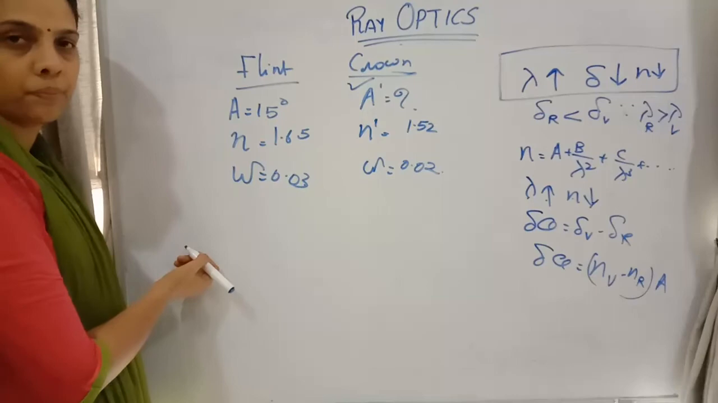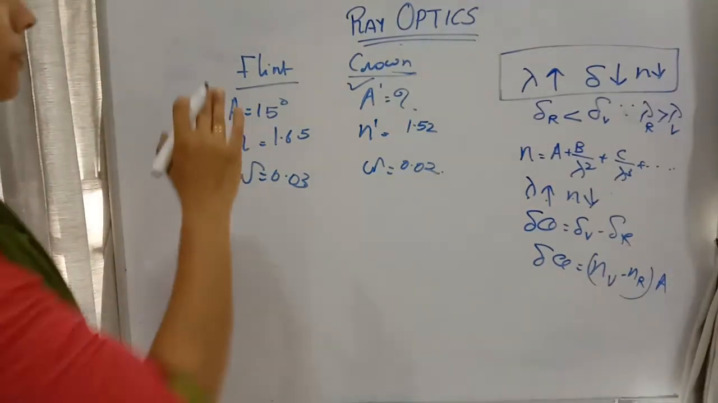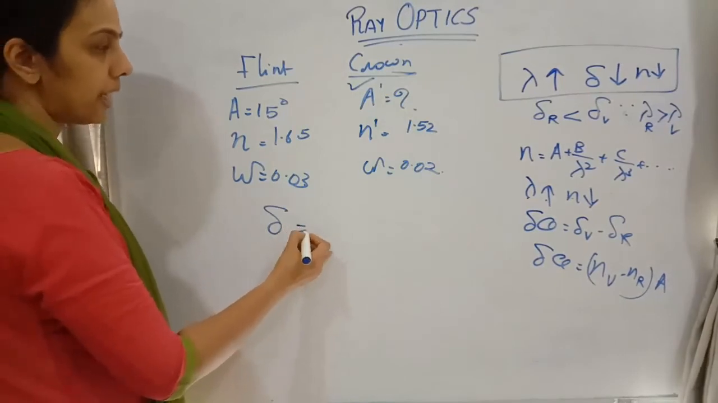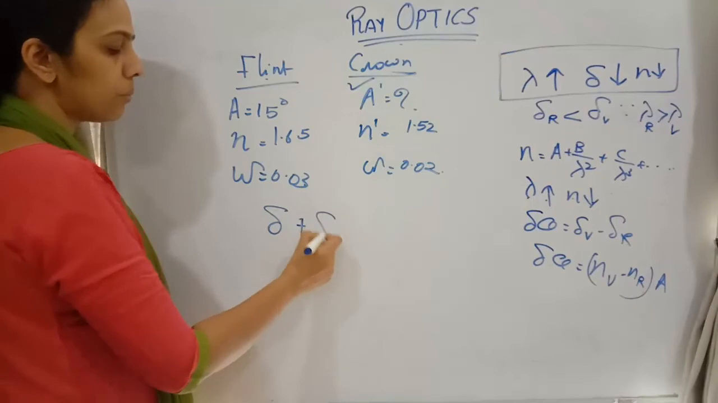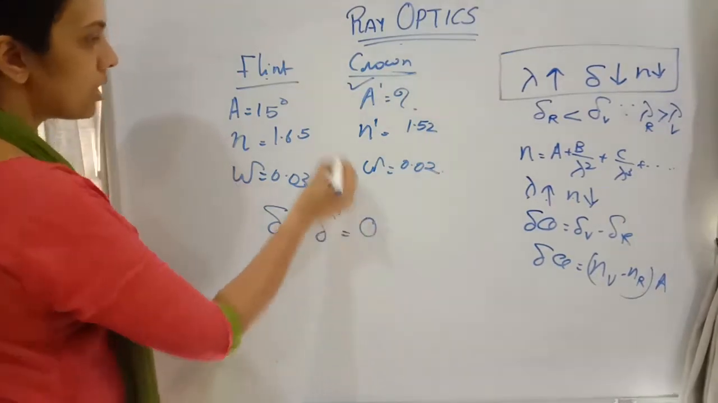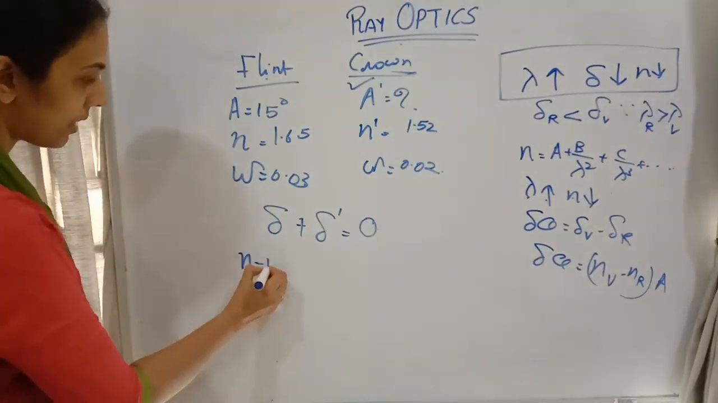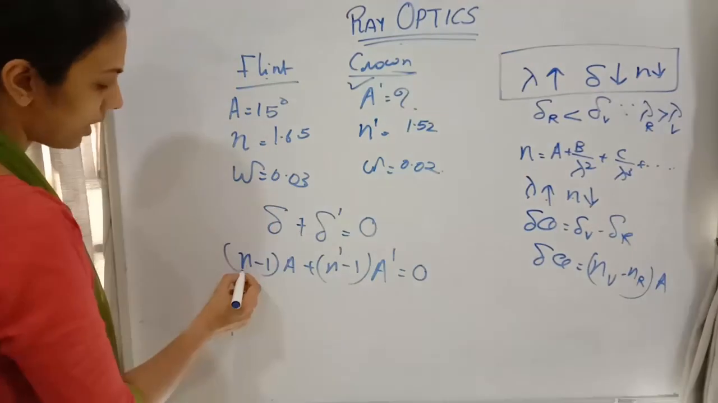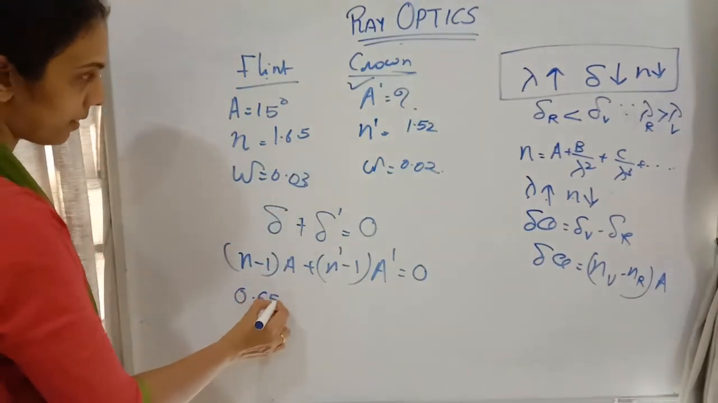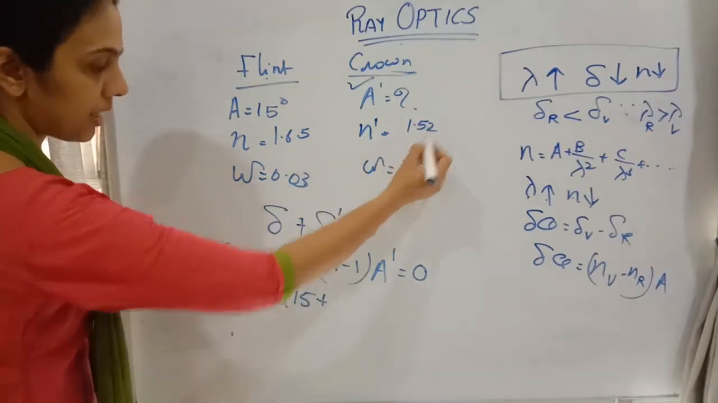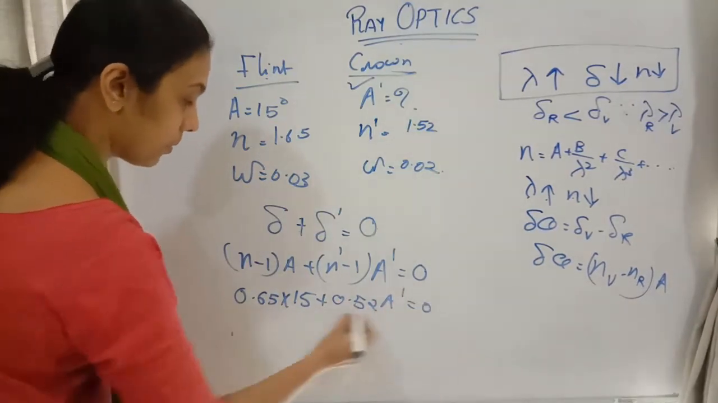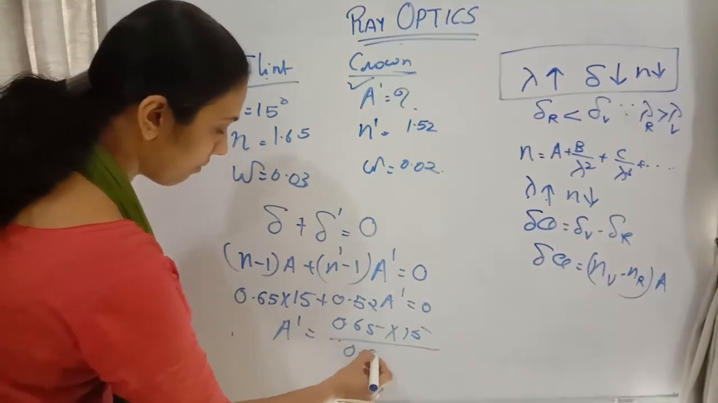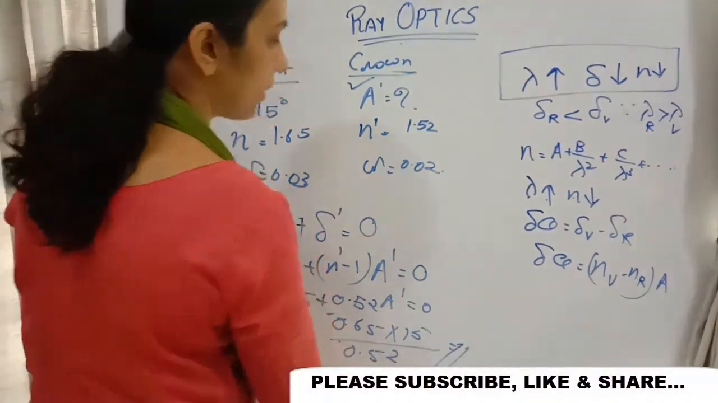How can we find out? Here it is given that no deviation is happening when it is passing through these two, dispersion without deviation. That means the deviation that happened in flint glass, when we consider both, will be equal to 0. So here delta equals n minus 1 into A. So n minus 1 into A plus n dash minus 1 into A dash is equal to 0. n minus 1, 1.65 minus 1 is 0.65, into 15, plus n dash minus 1, 0.52, into A dash equals 0. Therefore A dash equals 0.65 into 15 divided by 0.52. So it is negative. You can calculate this and you will get the value of A dash.